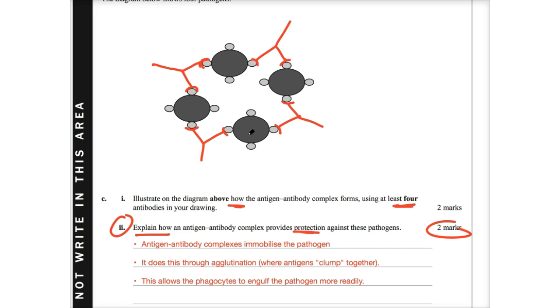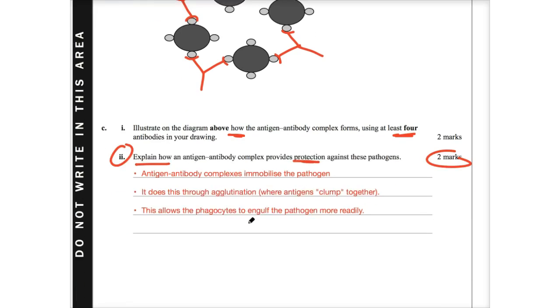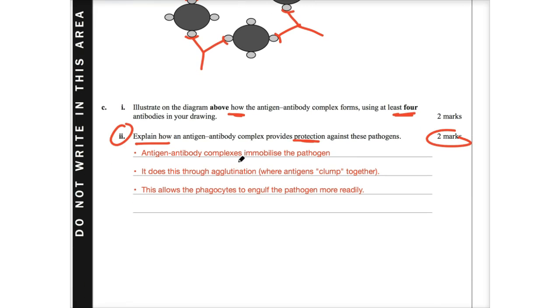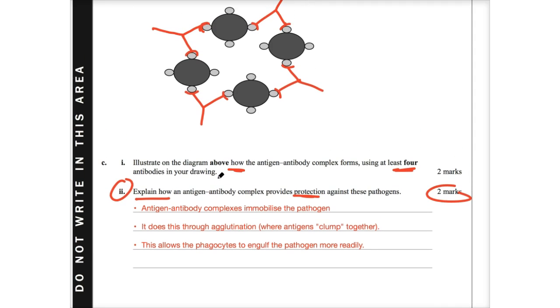What does that allow the phagocytes to do? It allows the phagocytes to engulf the pathogens more readily. And that is given by these particular 3 steps. But again, understand the logic and the dot points throughout. When you're given these many lines, and I keep coming back to it, 4, people will always fill up the 4. The big thing is nice, clear, concise statements that are logical. That's the main thing about these antigen-antibody complexes. First, it immobilizes. How does it do that? Through agglutination, which literally means to clump together. And what does this allow? The phagocytes to engulf the pathogen more readily.